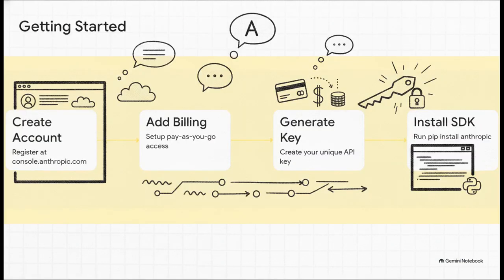Setting this whole thing up is just incredibly straightforward. Step 1, you just create your developer account over at the Anthropic console. Step 2, add your billing. And a quick aside here, keep in mind that API access is pay-as-you-go, so it's completely separate from any Claude.ai consumer subscription you might already have. Step 3, generate your unique API key. And step 4, literally just run pip install anthropic in your terminal. Boom! You are officially ready to code.